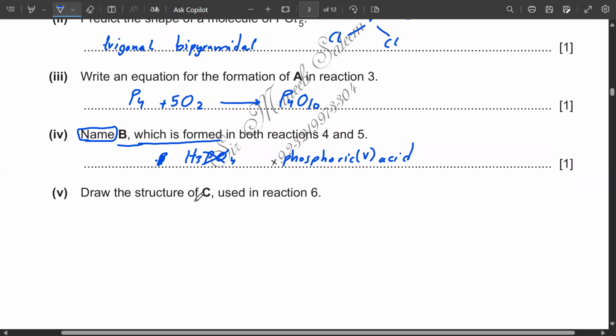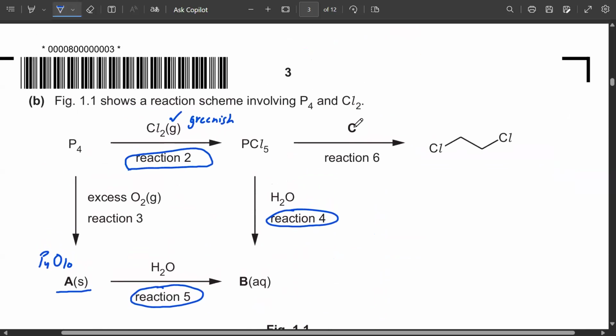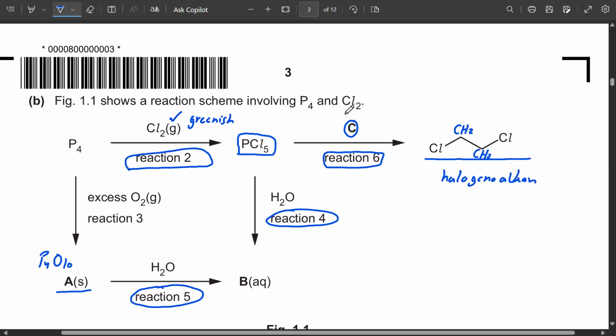draw the structure of C used in reaction 6. Okay, reaction 6 is this one, and the structure should be indicated by C. Now we can see that PCl5 is reacting with C to make this compound. Now, which could be the organic compound over here, which will react with PCl5 to make this compound? We can see that it is CH2, and we have two chlorine atoms. That's an example of a halogenoalkane, which means some organic compound is reacting with PCl5 to make a halogenoalkane.